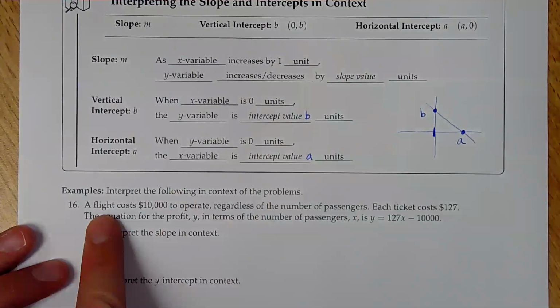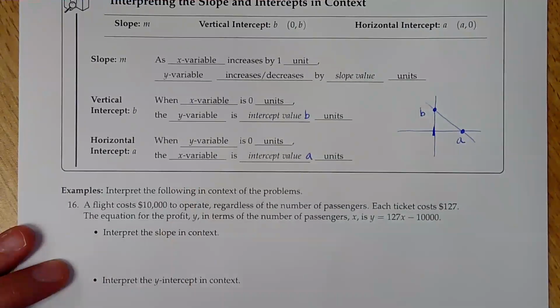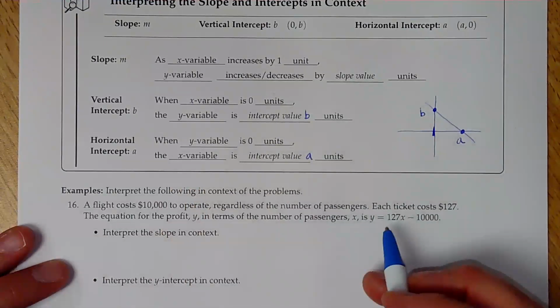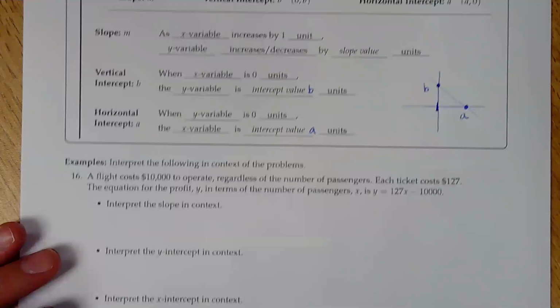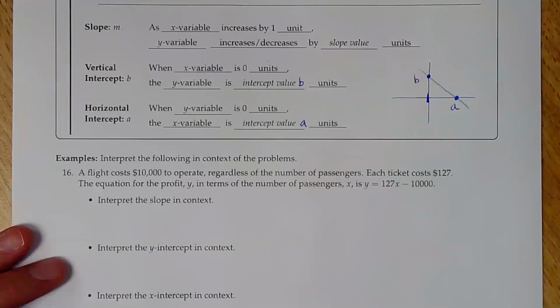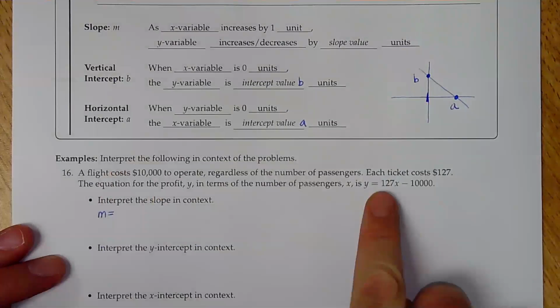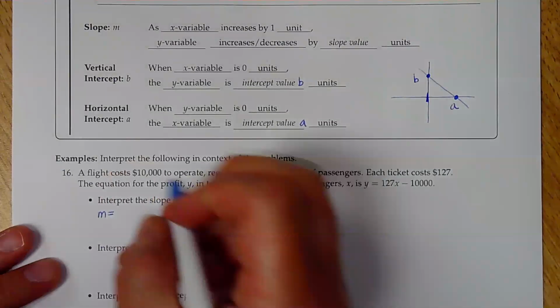We have this problem. A flight costs $10,000 to operate regardless of the number of passengers. Each ticket costs $127. The equation for the profit, y, in terms of the number of passengers, x, is given by y is equal to 127x minus 10,000. So our first step here is to interpret the slope in context. So our slope, let's figure out what that value is, the number attached to the x. So in this case, that's going to be 127.